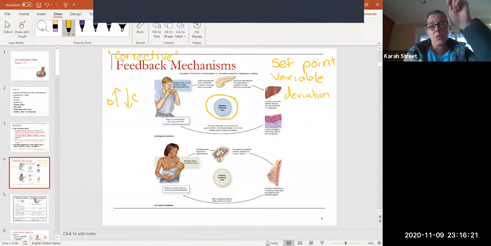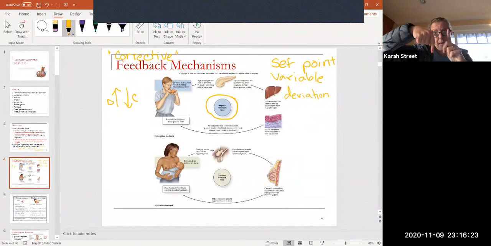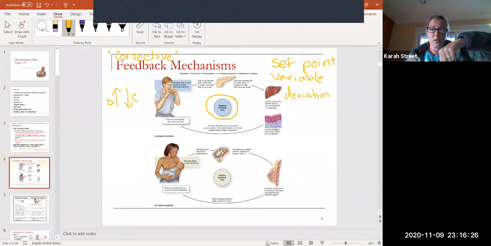So if I get too hot, my body wants to cool down. If I get too cold, my body warms up. That's what we mean by negative feedback. The deviation and the correction are in opposite direction. Most systems in your body use negative feedback as a corrective mechanism. It is one of the healthiest ways to maintain your variables within their set point, their healthy range.